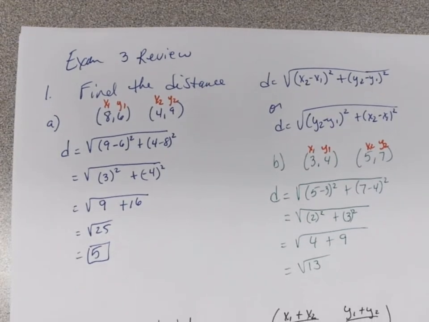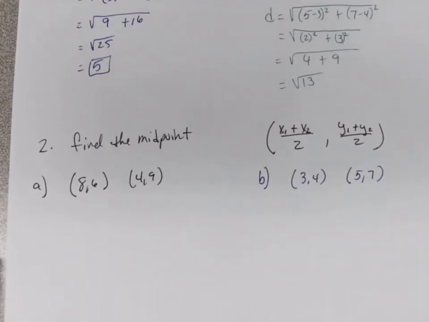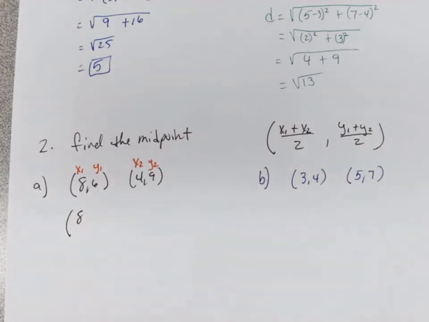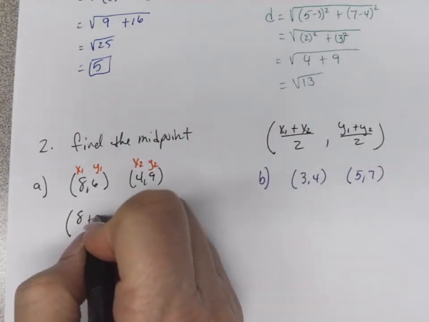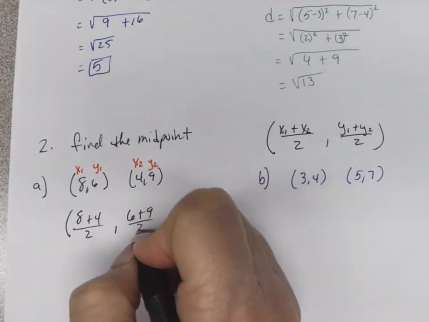All right, so that's doing the distance. Now we're going to find the midpoint. We've got 2 points here. For our midpoint formula, we add the x's and divide by 2, and add the y's and divide by 2. Think about midpoint. It's the middle point, so it's about halfway. That might help you recognize the formula. Let's label again, x1, y1, x2, y2. We take our x's: 8 plus 4 divided by 2, comma, 6 plus 9 divided by 2.